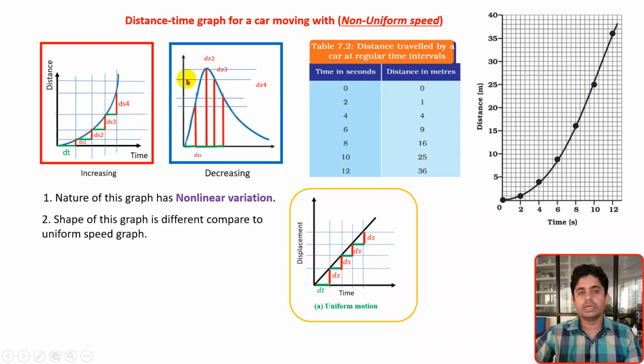So this is regarding the distance-time graph of a car moving with non-uniform speed. The speed with which the car is going, we say, is a non-uniform speed.